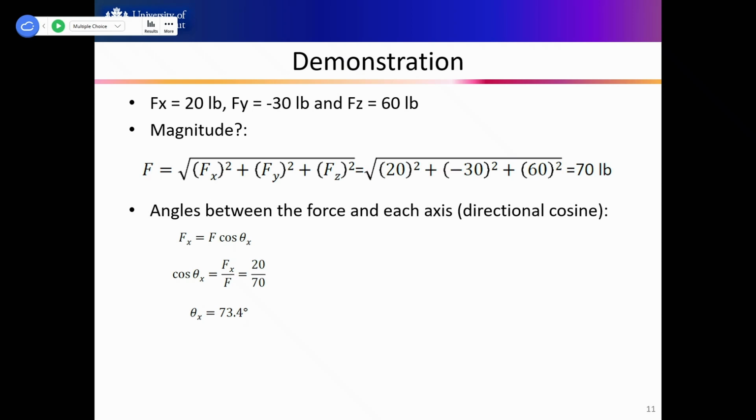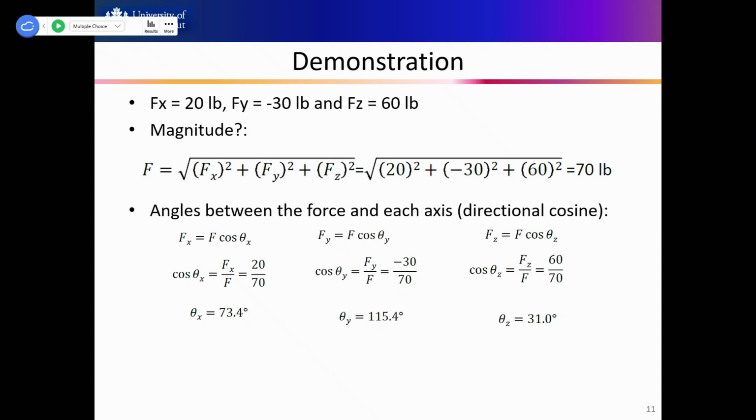Let's try theta y. Theta y is inverse cosine of which over which? Minus 30 over 70. We must use the sign. So the angle is greater than 90 degrees, of course, and theta y is 115.4 degrees. The last one, theta z, is inverse cosine of 60 over 70, and that is 31 degrees. So we found the magnitude and all three angles from the force to the x, y, z axes.